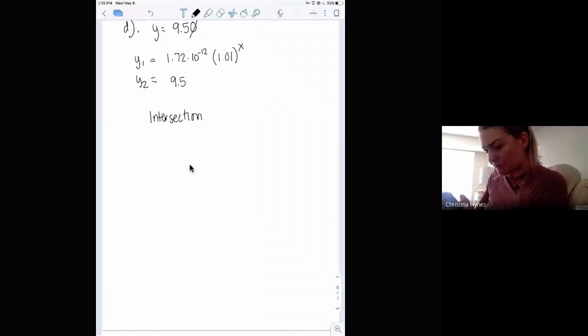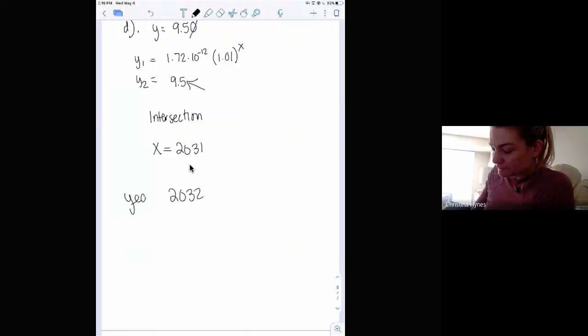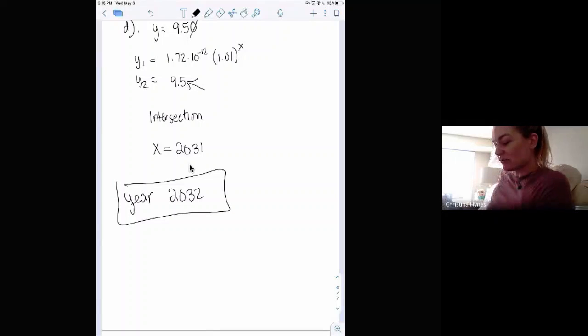Okay, so I have the intersection was x equals 2031, but because I want it to actually reach this population, my answer will be 2032. Okay, so that would be my answer for that example.